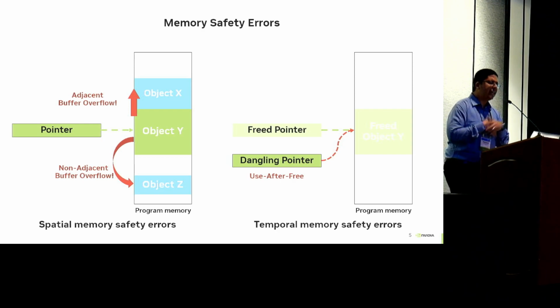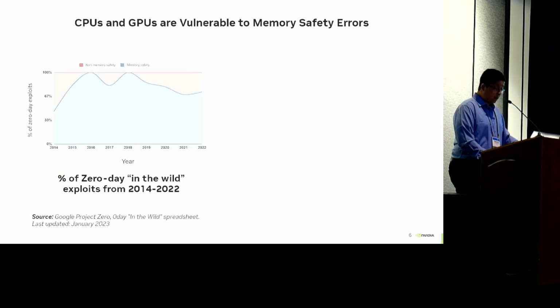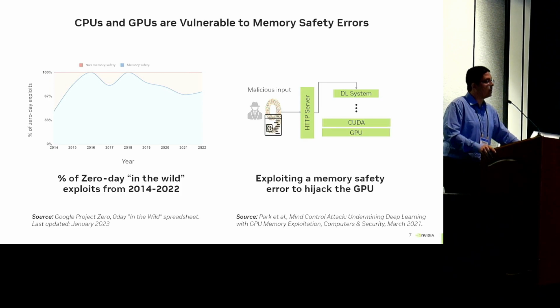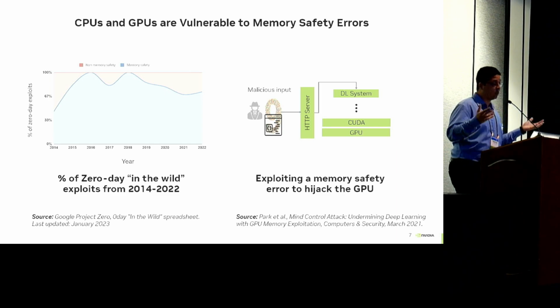Okay, so why should we even care about these types of bugs? Well, it turns out that both CPUs and GPUs are vulnerable to memory safety errors, and these errors are quite serious. Data about zero-day exploits that were detected in the wild over the last decade or so shows that the overwhelming majority of CPU exploits are due to memory safety bugs. When it comes to GPUs, a recent paper has shown that given a memory safety vulnerability in a deep learning framework running on a GPU, an attacker can undermine the inference results by making the deep learning predictions no different from random guessing. While many solutions exist for detecting memory safety errors on CPUs, the situation is quite different for GPU platforms.